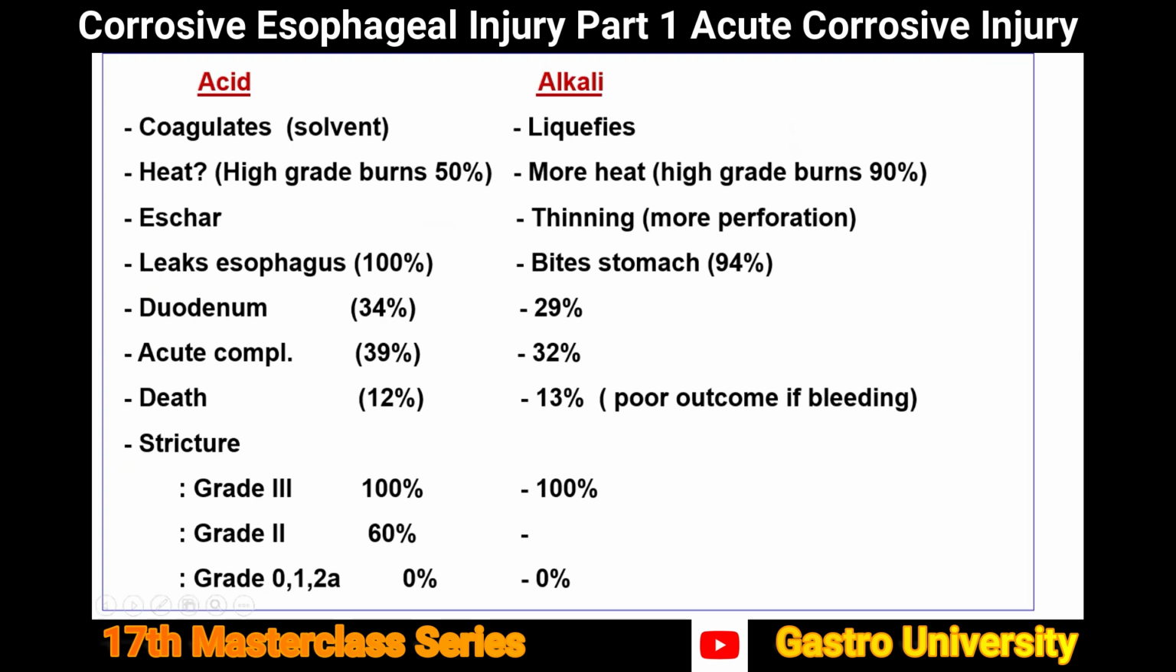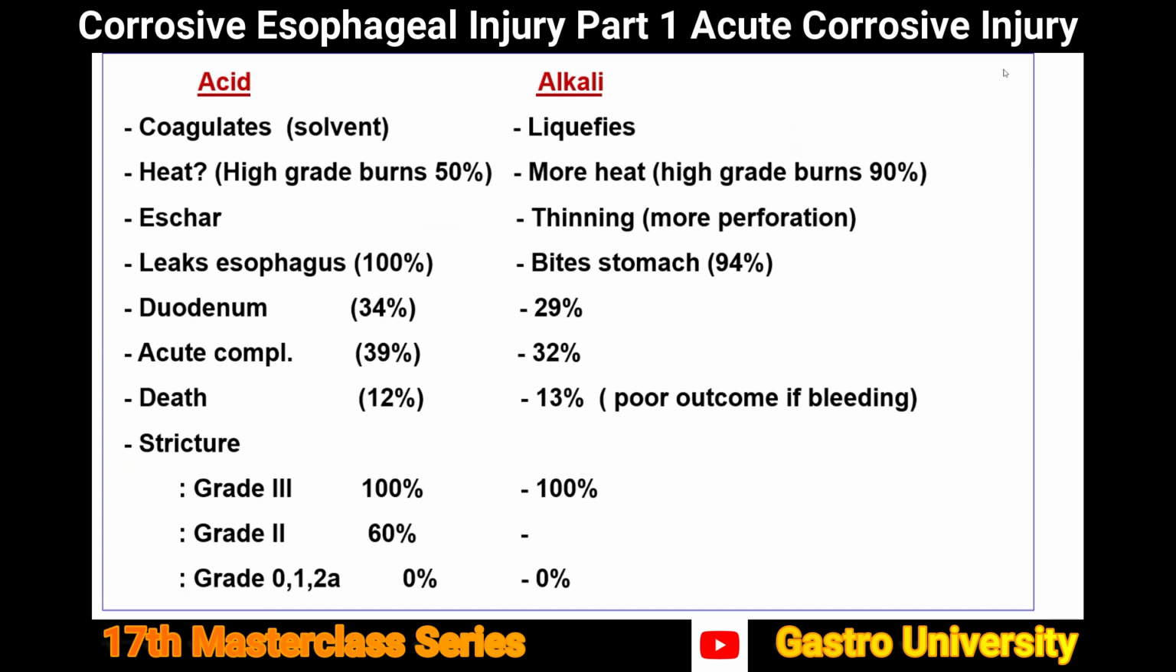The duodenum is involved more or less identically in both cases. Acute complications could also be comparable in both injuries, and the mortality rate is usually 12 to 15% in both the groups. The outcome is usually poor if the injuries are associated with bleeding.